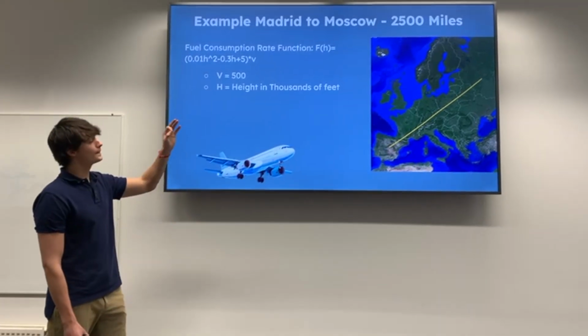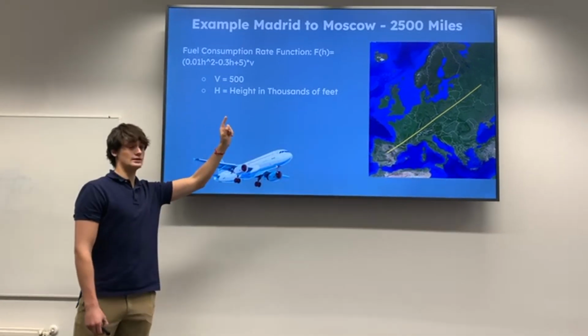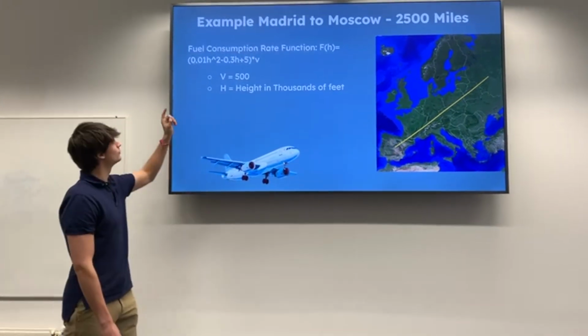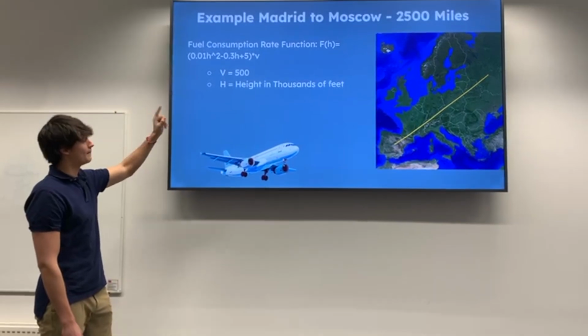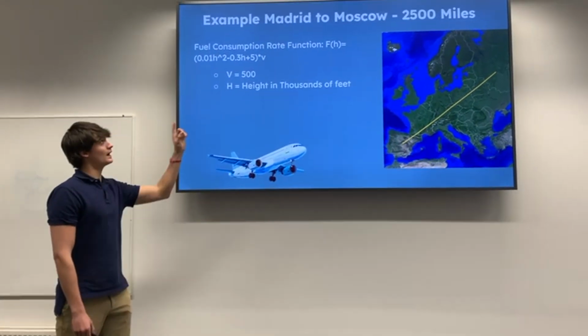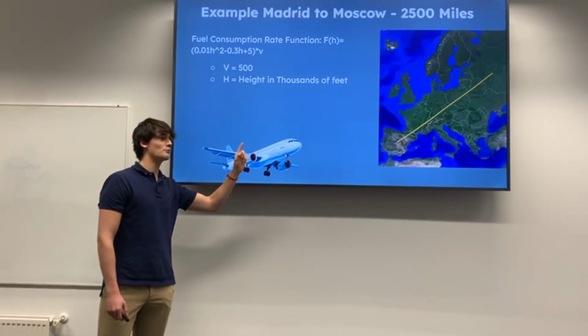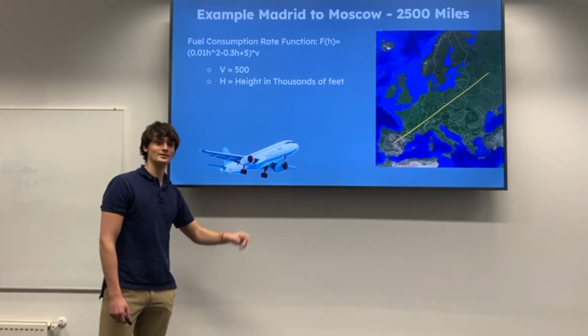So here's a formula for fuel consumption in terms of altitude, which is h. It's also in thousands. So 0.01 h squared minus 0.3 h plus 5 times v, where v is equal to 500 and the height is in thousands of feet. This is the picture of the plane that will be used to do this flight.